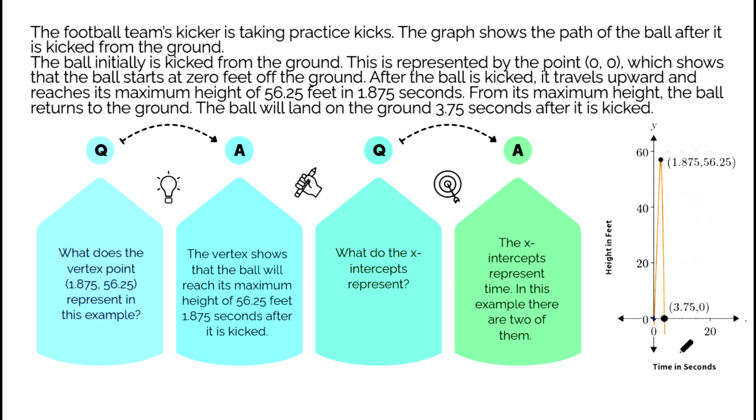The ball will land on the ground 3.75 seconds after it is kicked. Okay, so this is time in seconds. This is height in feet. What does the vertex point 1.875, 56.25 represent in this example? The vertex shows that the ball will reach its maximum height of 56.25 feet 1.875 seconds after it's kicked. What do the x-intercepts represent? The x-intercepts represent time. In this example, there are two of them, when it starts on the ground and when it comes back and hits the ground again.